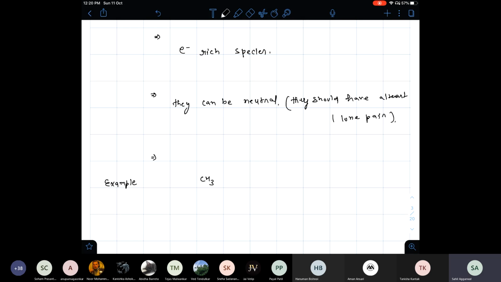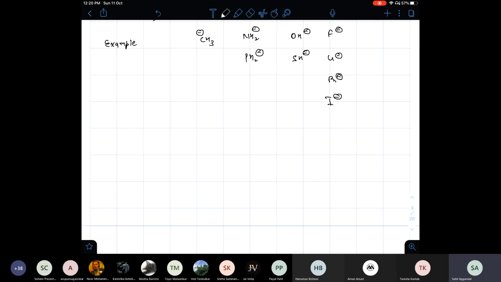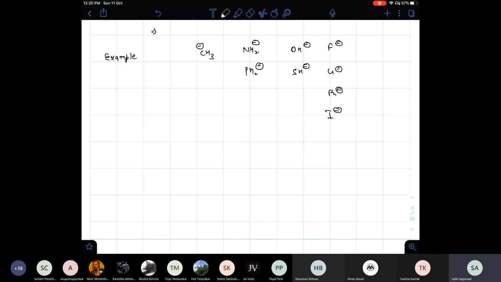Example: CH3 minus, NH2 minus, OH minus, F minus, Cl minus, Br minus, I minus, SH minus, PH2 minus. So many nucleophiles we can have. Understood? Any doubt in this?